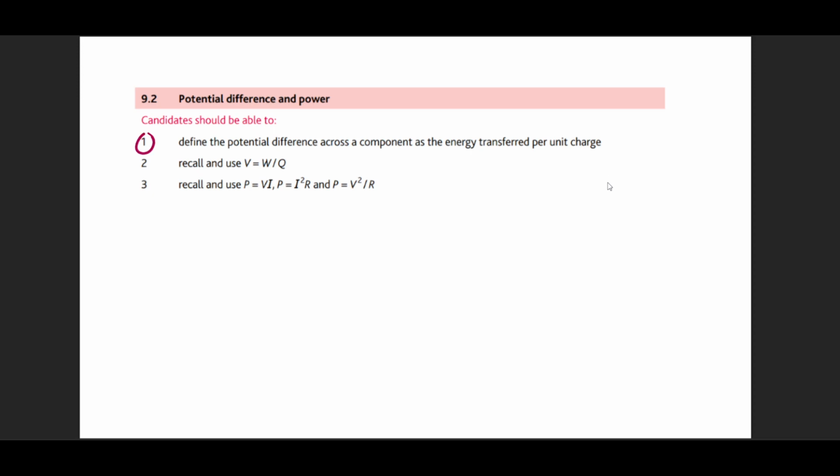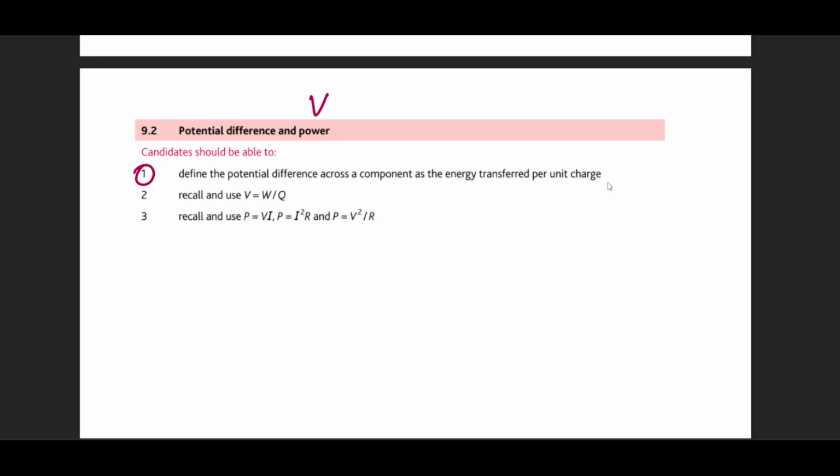He says, define potential difference. Okay, let's define this. So we have voltage is equal to work done divided by charge. We have two types of voltages. The first one is called potential difference, which is usually across the component, across the load, across the resistors. And then we have EMF, which is usually regarding the source voltage.